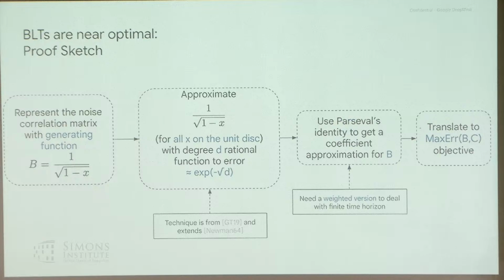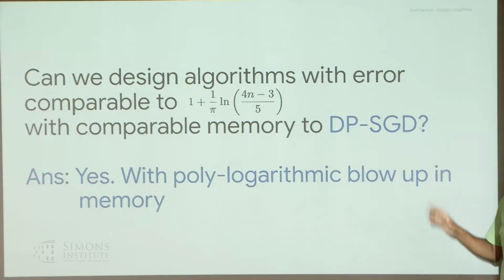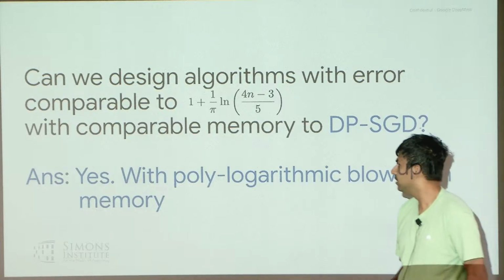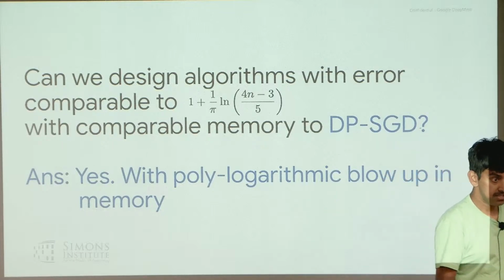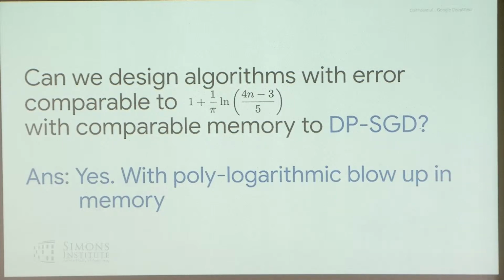Obviously, I did not give details of the proof. These are at least the pieces of the paper. So, going back to the question, yes, we can match up to the optimum with polylogarithmic overhead in the space, a blow up in memory. Okay.